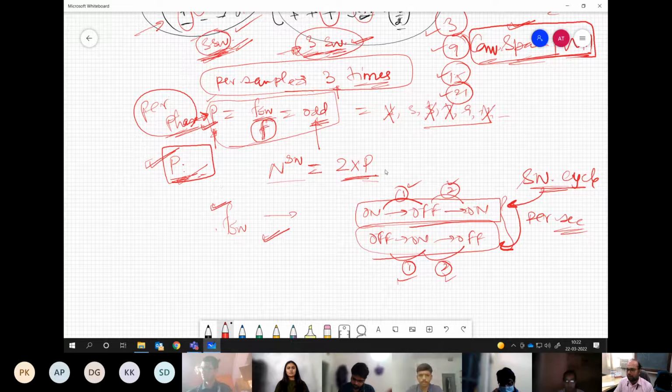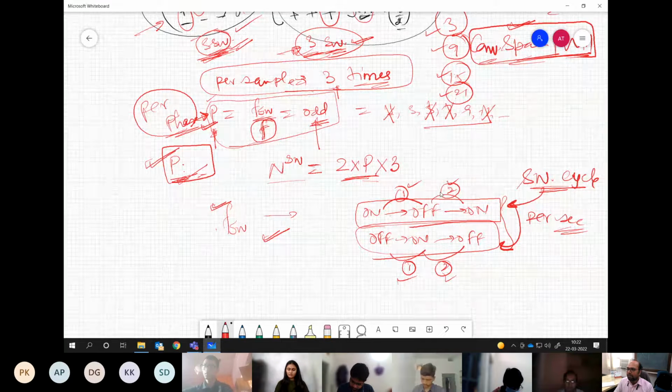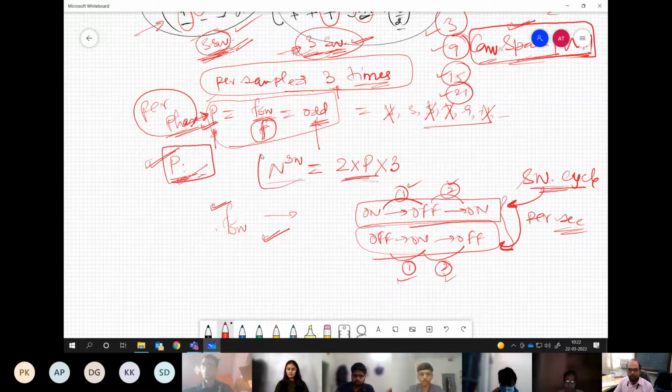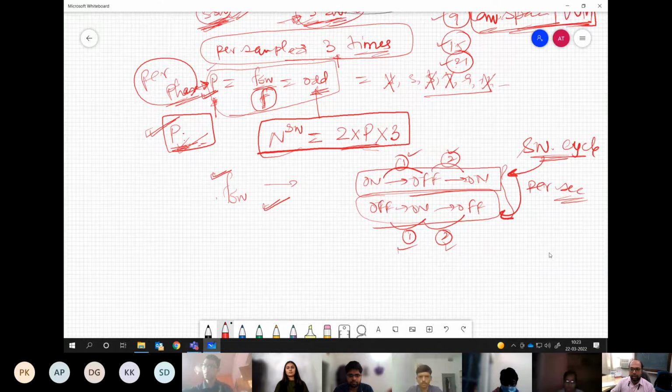Now, how many phases are there? 3 phases. So the total number of switchings would be multiplied by 3 for all 3 phases. Any confusion in this? This is the total number of switchings which will happen in all 3 phases for a given pulse number P. Any confusion in this point?